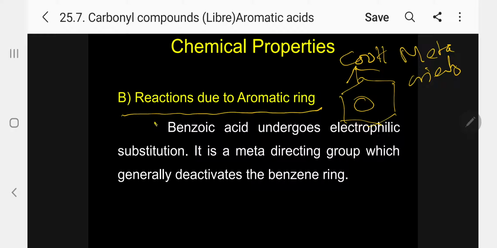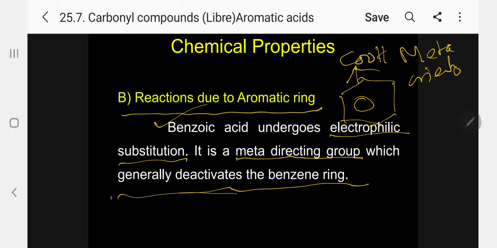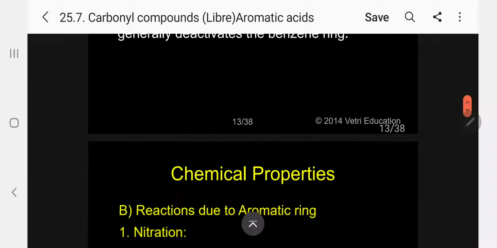Please follow. Benzoic acid generally undergoes electrophilic substitution reaction. It is a meta-directing group which generally deactivates the benzene ring. Whenever an electrophilic reaction takes place, it goes only to the meta position, 3 or 5. Kindly follow. Let me take an example.